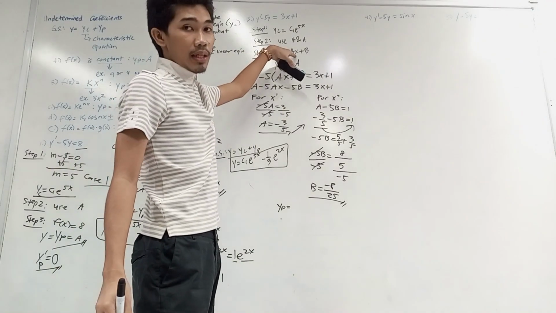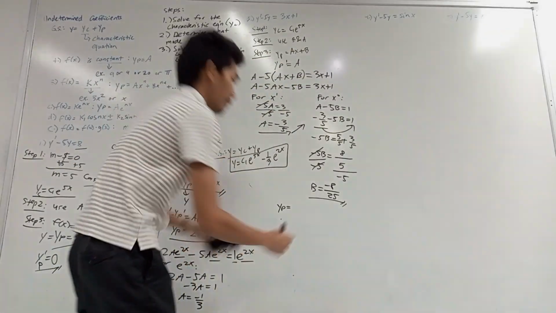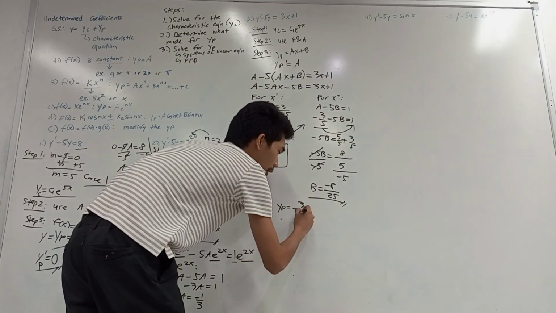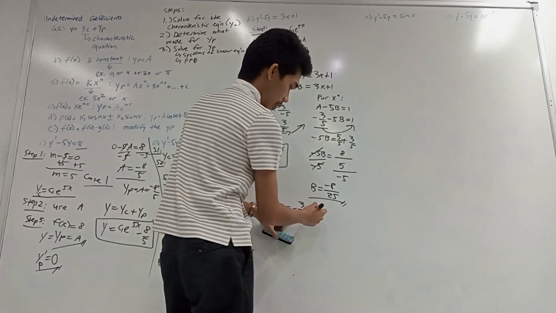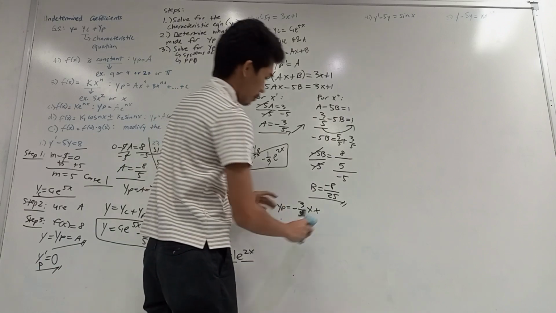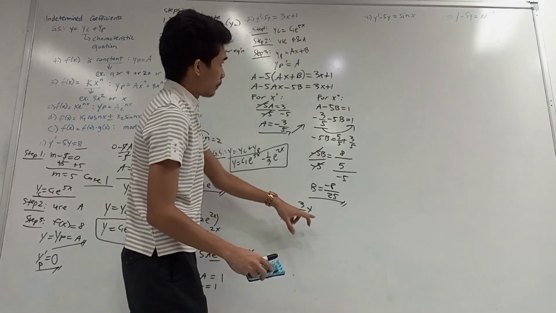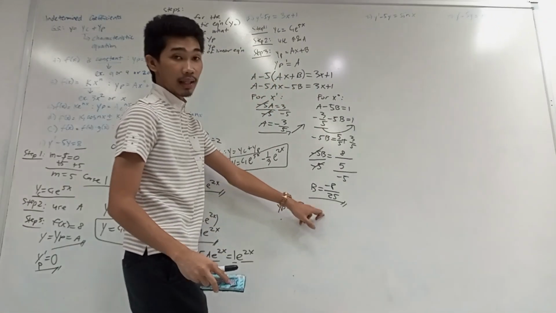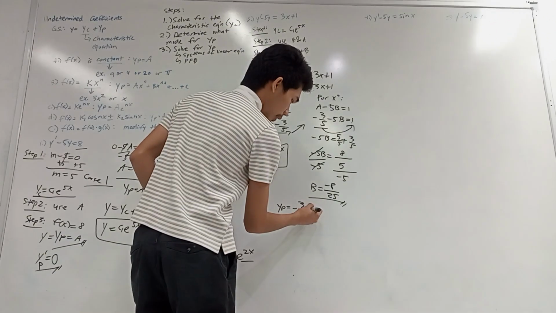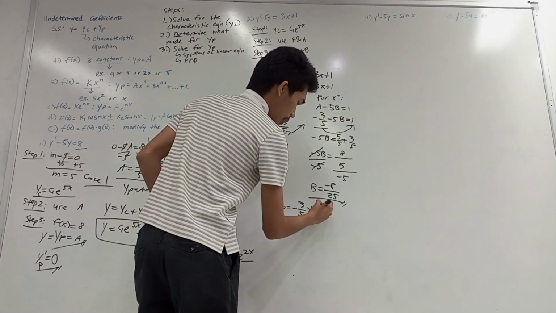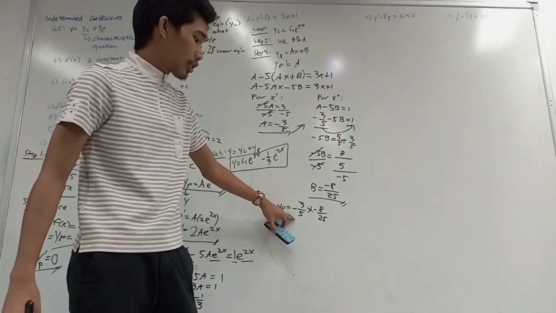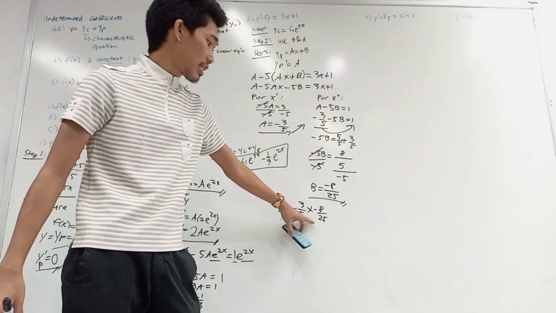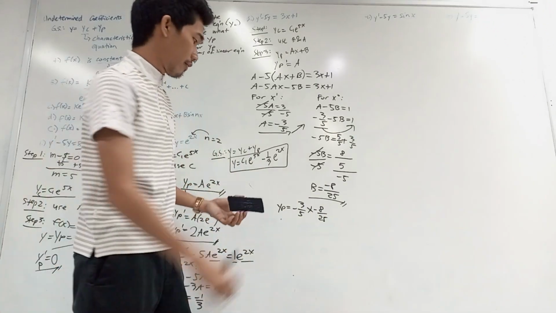Na ax plus b. So, negative 3/5 x plus b, pero negative 8 over 5 minus cb. So, negative 8 over 25. So, yp is equals to negative 3/5 x minus 8 over 25.